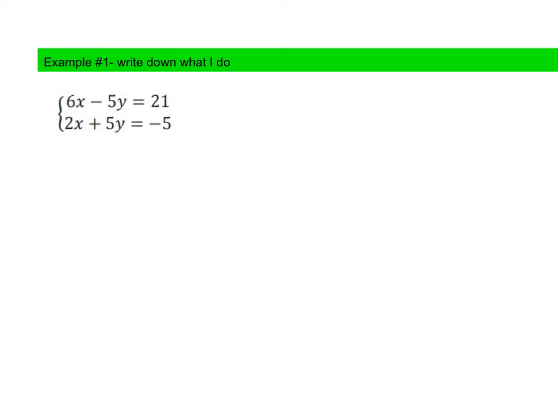And what that essentially means is we're going to eliminate one of these variables so that we can solve for the other variable. Now, whether you eliminate your x or your y, it is completely up to you. Usually there's one that seems a little bit easier to eliminate. So the first thing you want to do is make sure your equations are lined up in the same format. You want them to follow ax plus by equals c.